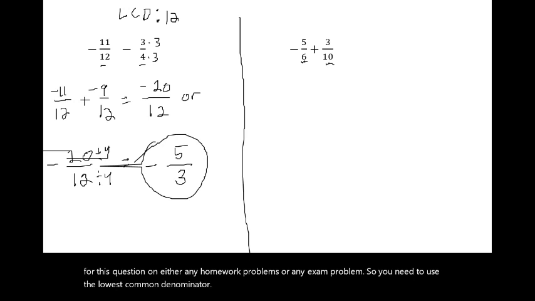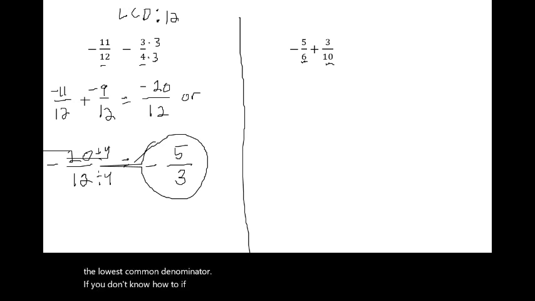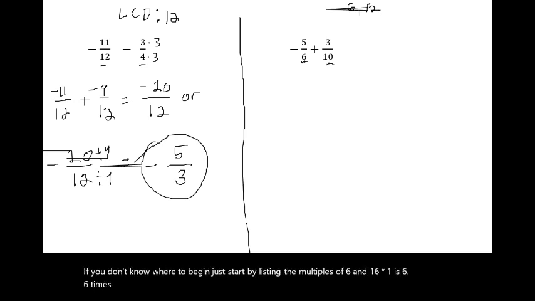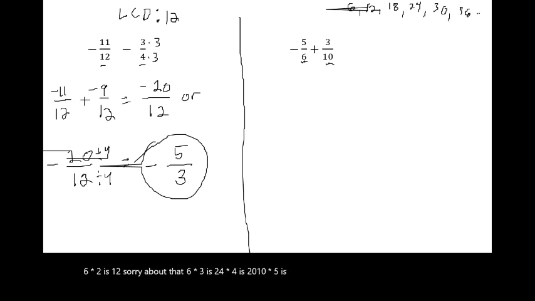If you don't know where to begin, just start by listing the multiples of 6 and 10. 6 times 1 is 6. 6 times 2 is 12. 6 times 3 is 18. 6 times 4 is 24. 6 times 5 is 30. 6 times 6 is 36.